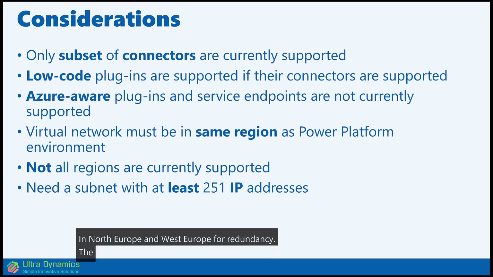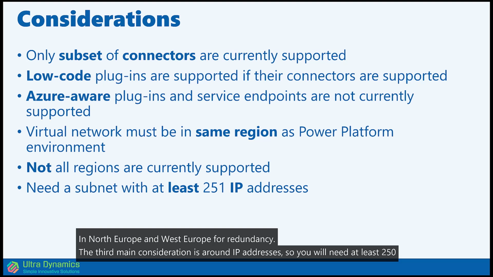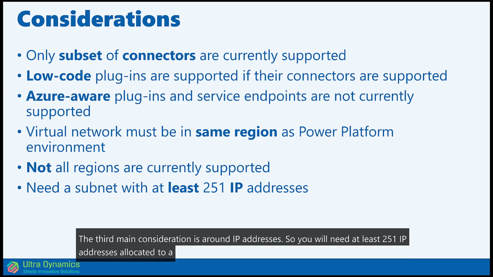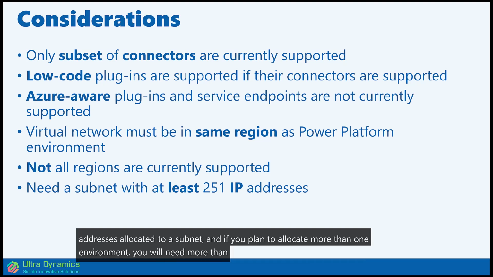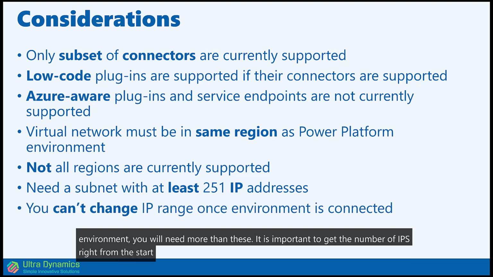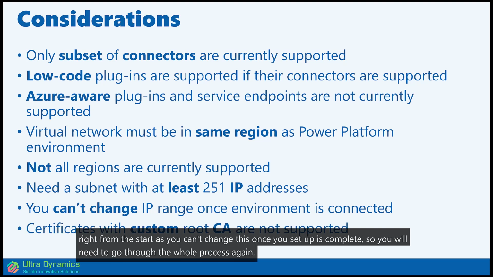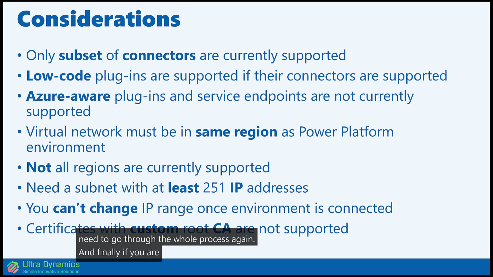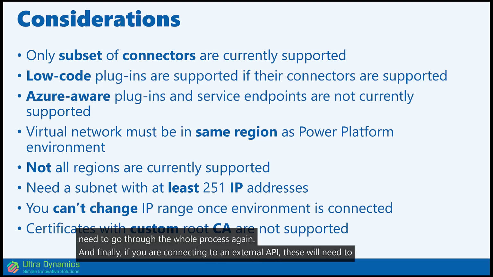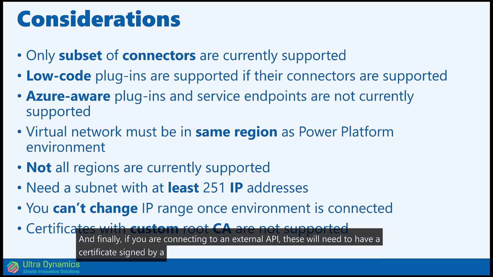The third main consideration is around IP addresses. So you will need at least 251 IP addresses allocated to a subnet. And if you plan to allocate more than one environment, you will need more than these. It is important to get the number of IPs right from the start, as you can't change this once your setup is complete. So you will need to go through the whole process again. And finally, if you are connecting to an external API, these will need to have a certificate signed by a trusted CA, as custom root CAs are not currently supported.